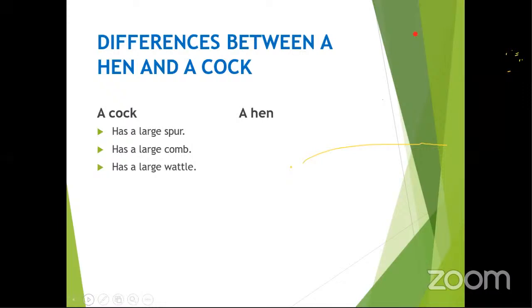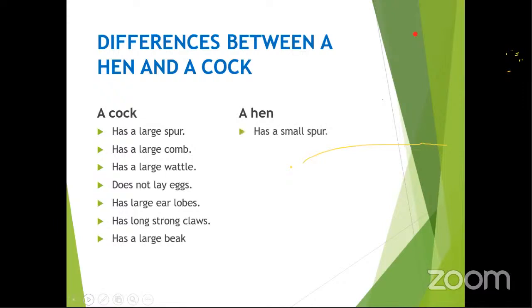Those who are going to write, you will draw here a table where the heading will be differences between a hen and a cock. This side will be for the cock, while the other side is for the hen. It should be a table. Don't just write in a disorganized way. Let me list first all of them. Then we can go through them.